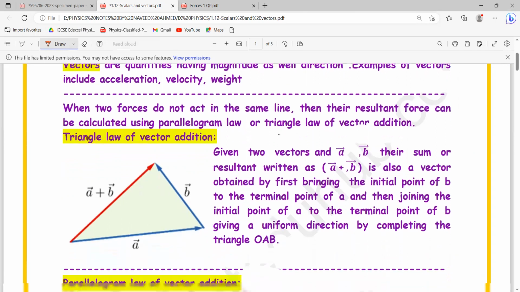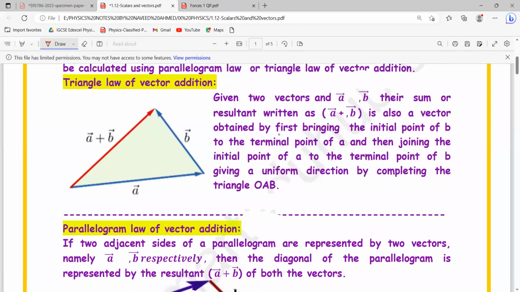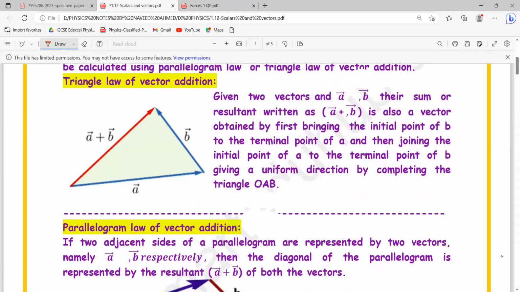Now we see how we can add these two vector quantities. Let's suppose vector A and vector B are given, so how can we add them? We can add them by two methods. Number one, triangle law of vector addition, and number two, parallelogram law of vector addition. First of all, we see the triangle law.